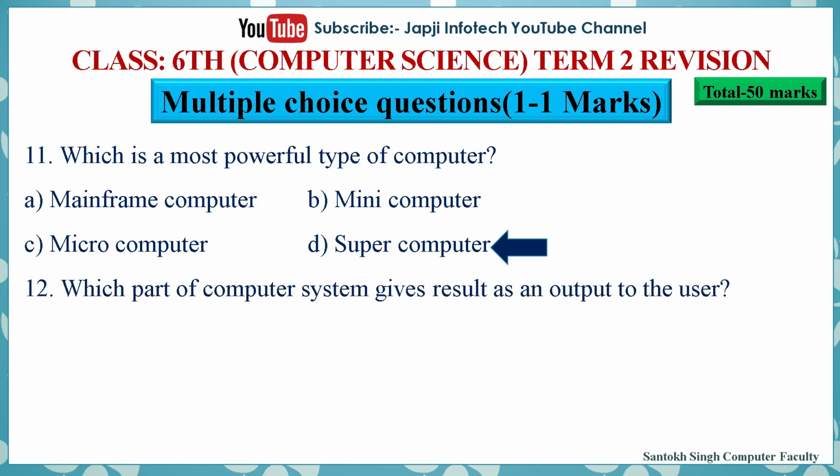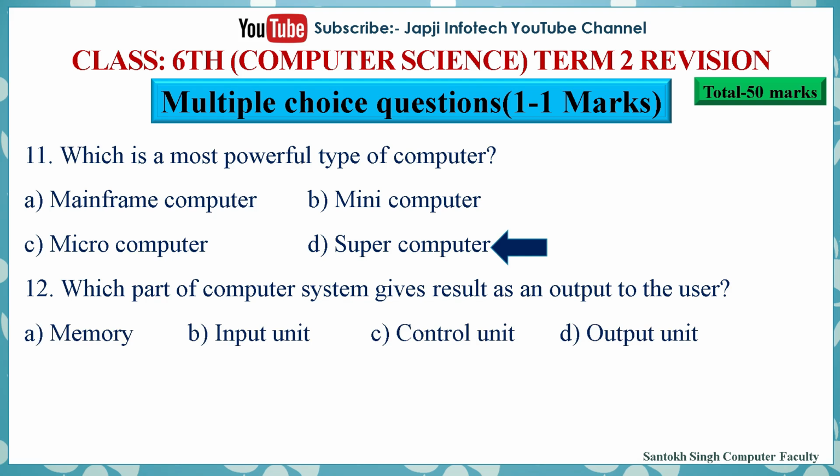The 12th one is, which part of the computer system gives results as an output to the user, and the options are memory, input unit, control unit, output unit. The right answer is output unit. The output unit is the part of the computer system that gives results as an output to the user.